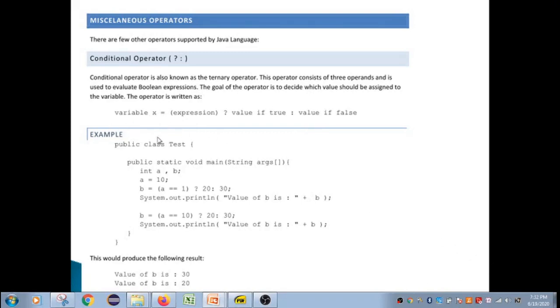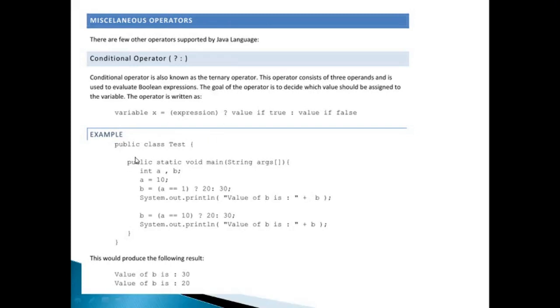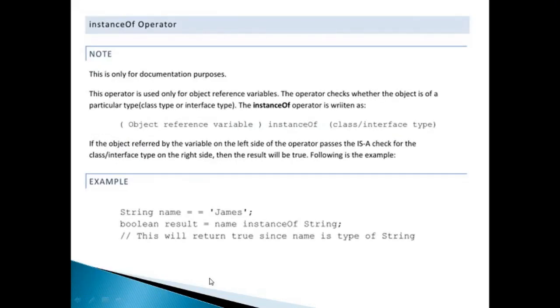Okay, then this example tells us the story of this conditional operator. Here a is equal to 10. Now this condition, what is it doing? This is a condition, a is equal to 1, but a is equal to 10, so a is not equal to 1. In that case 30 will be assigned to b, so 30 will be output. And in this one, if a is equal to 10, this condition is true, then 20 will be assigned to b, and so it will get printed over here.